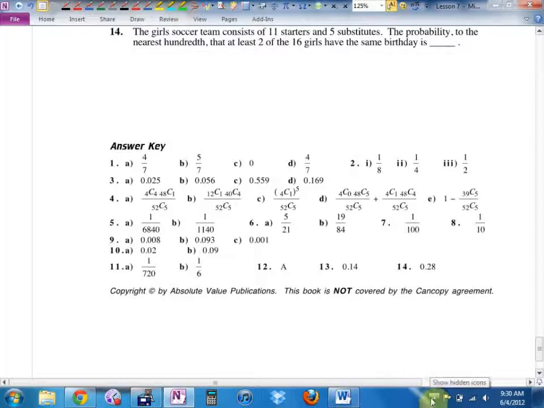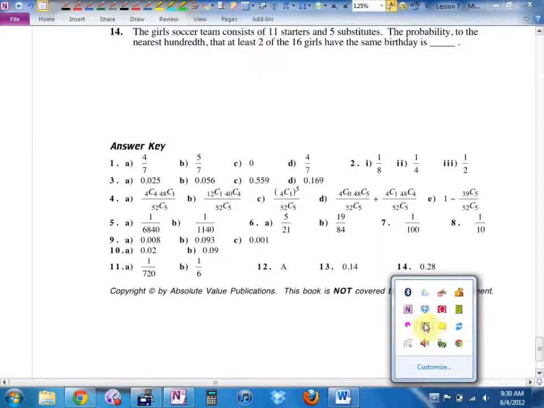You got about 20 minutes left, so you can work on the homework. We are done the unit.